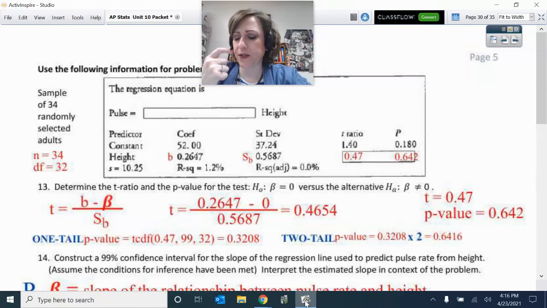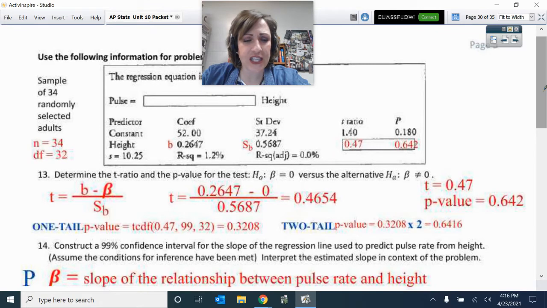All right, numbers 13 through 20 on our units 9 and 10 review, so our chi-squared and linear regressions. Now, I think I might have told you that you needed to put this in there, maybe a sample of 34 randomly selected adults. So that'll be needed here in a little bit, but let's go ahead and continue.